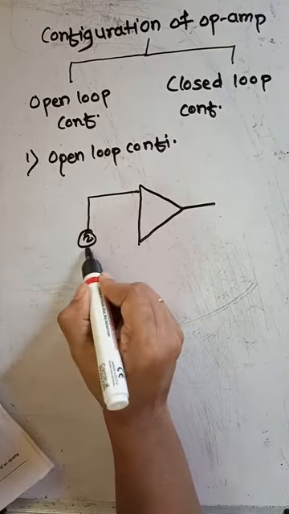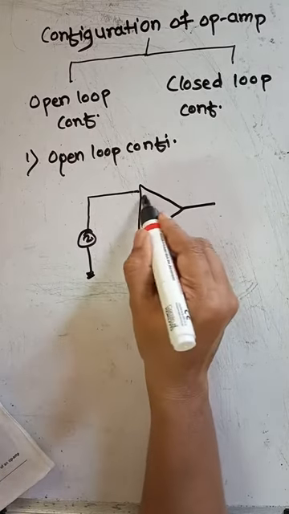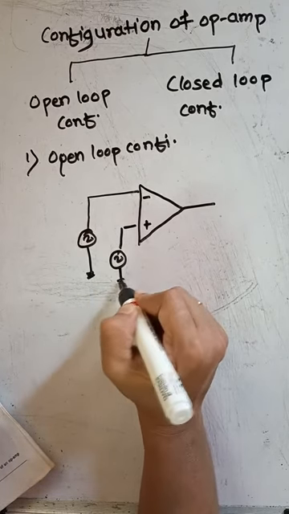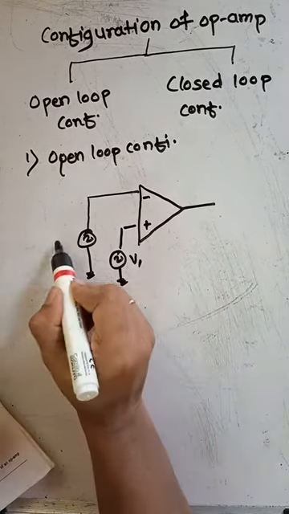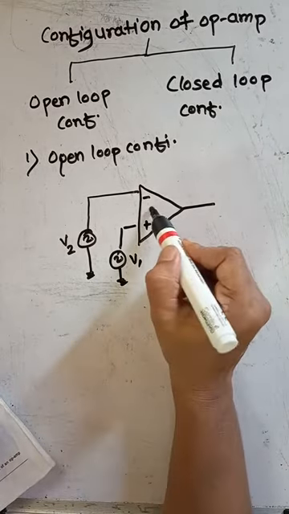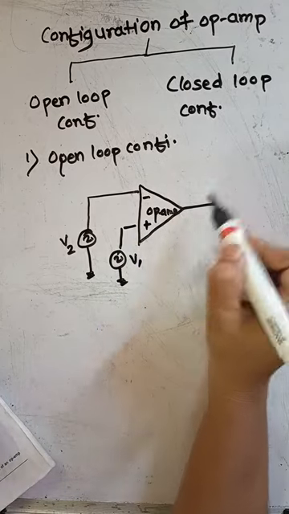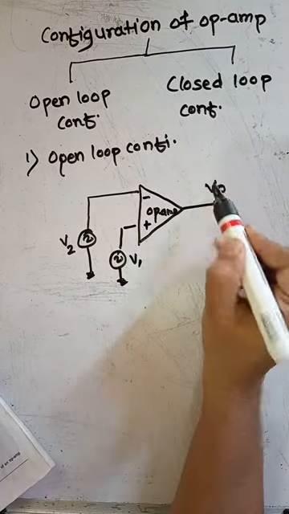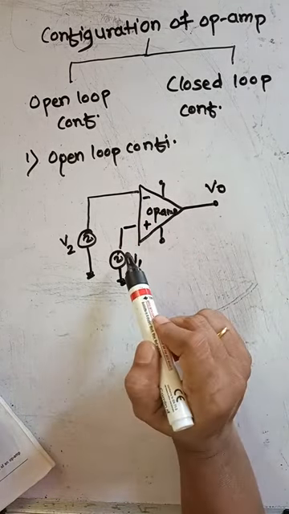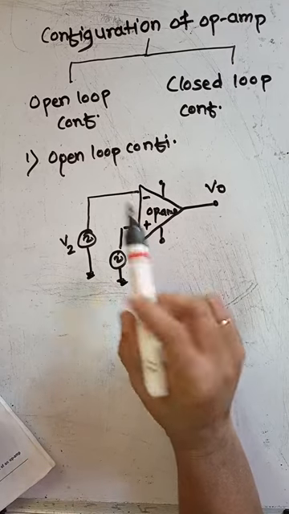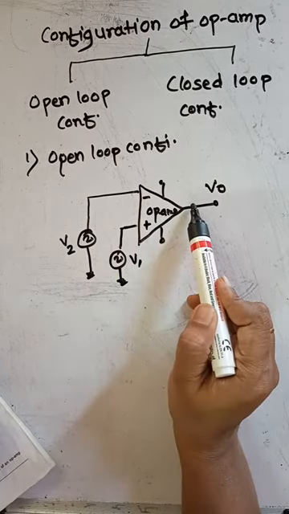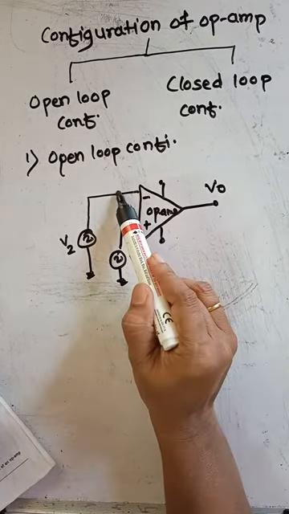Already we know that there are two terminals of the op-amp, positive and negative. So we have to connect two different input signals to the input side, and here is V0. So this is the basic configuration diagram related with the open loop configuration. Here you observe that there is no connection from the output back to the input side.